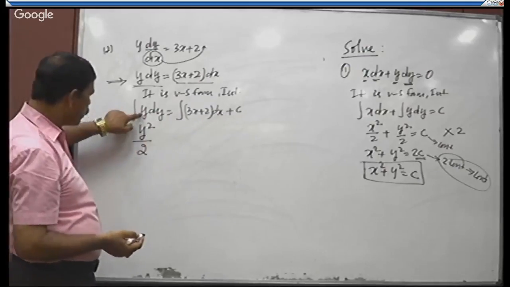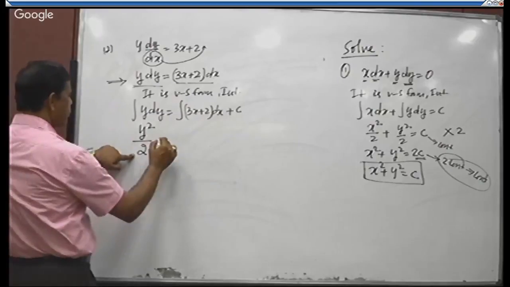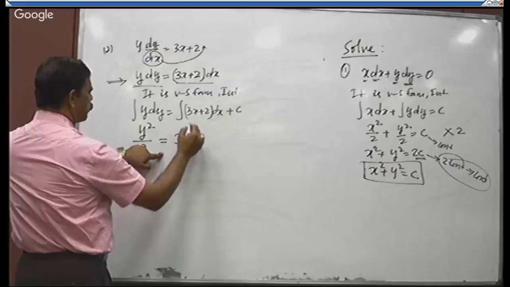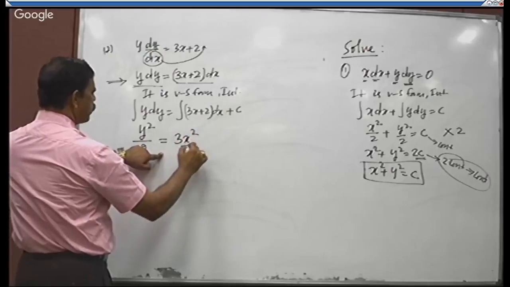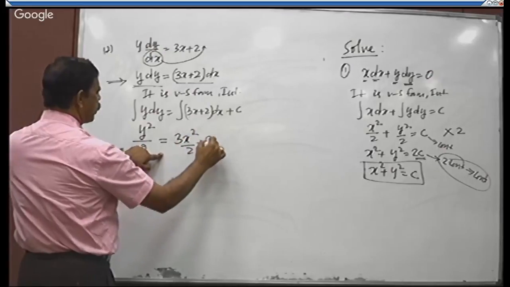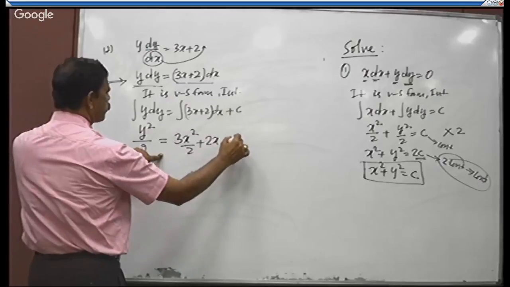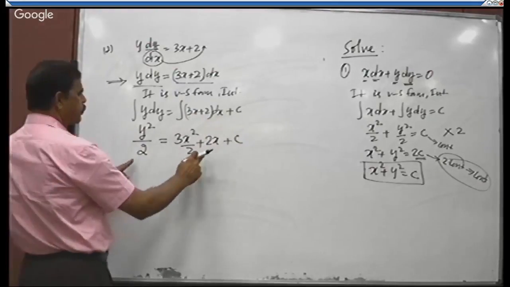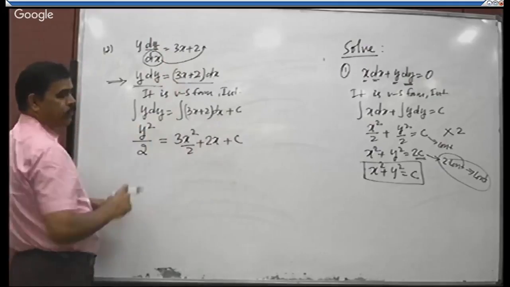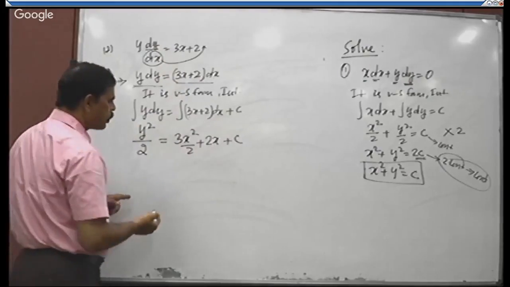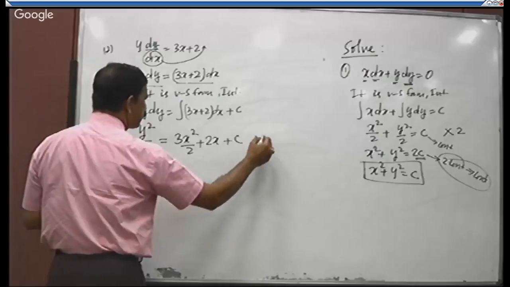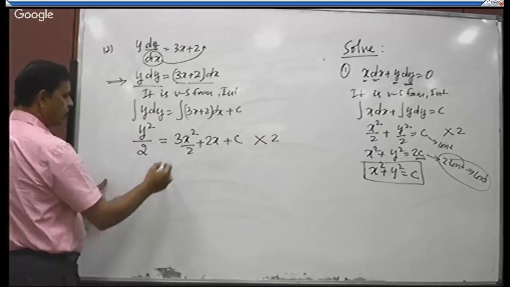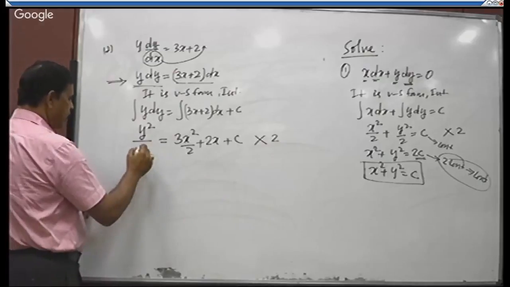Similarly, for y, it is y square by 2 is equal to integration of 3 into x. For x, it is x square by 2. Plus for 2, it is 2x, plus c. So integration is over. So this will be the solution of this differential equation, or we can put it in other form. Just multiply by 2 on both the sides to remove the denominators, right?